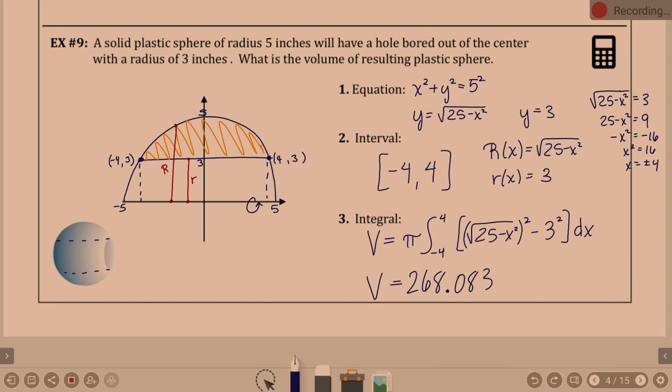You've got some homework. Try them all, folks. Work on getting the pictures. There's 12 of them. You've got disc and washer mixed in.